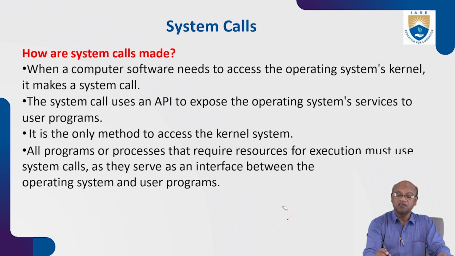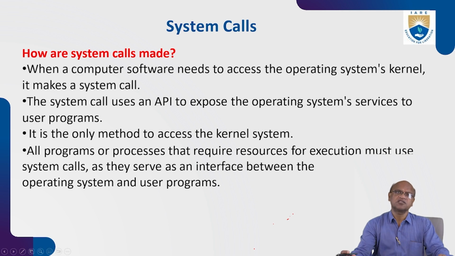So when computer software needs to access the operating system's kernel, it makes a system call. Very simple. That's what I'm explaining. When software needs to access the operating system's kernel, it makes a system call. The system call uses an API to expose the operating system's services to the user programs.